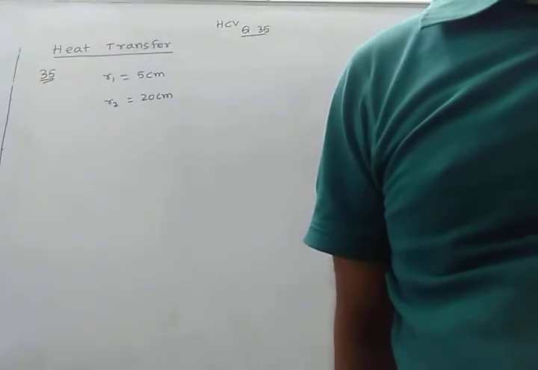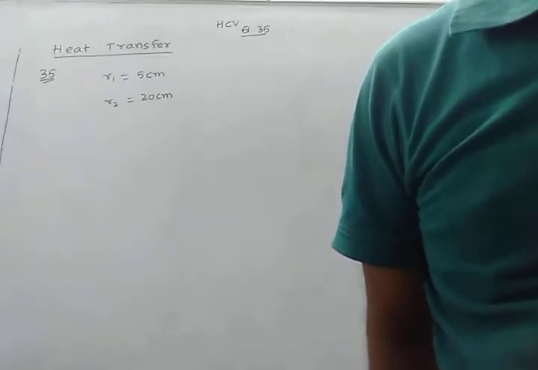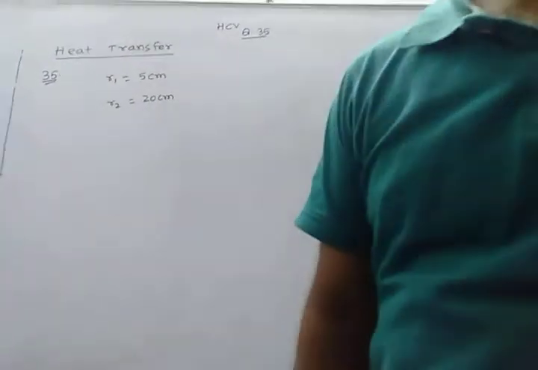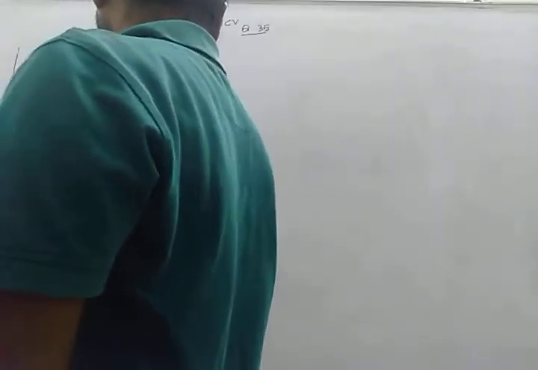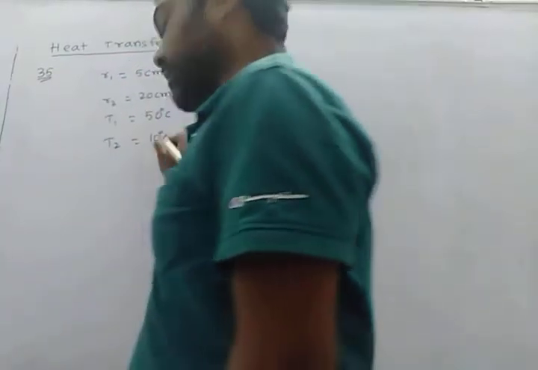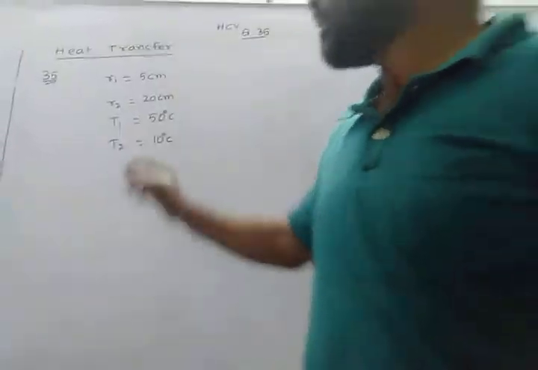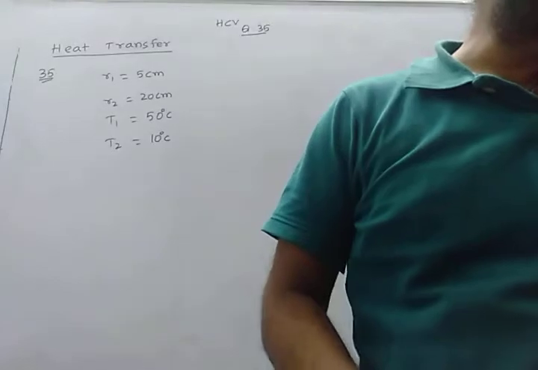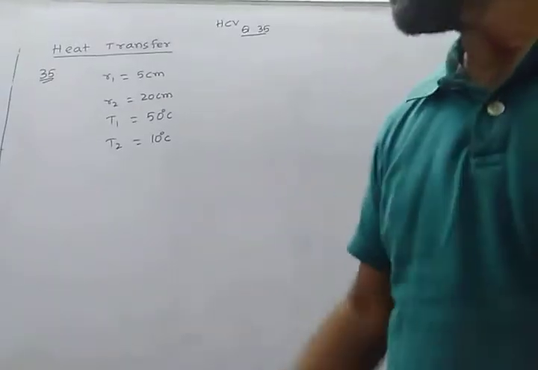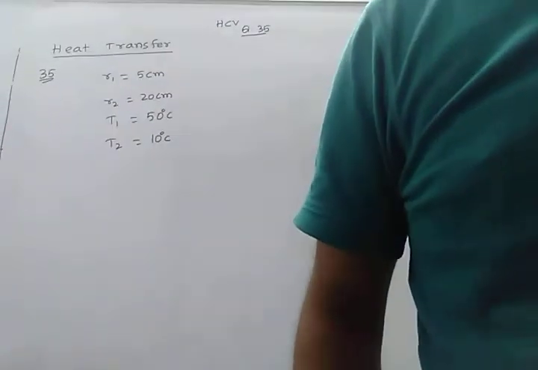The inner and outer spheres are maintained at a temperature. Let us consider the inner sphere. The temperature of the inner sphere is T1, which is 50 degrees Celsius, and the outer temperature is given as 10 degrees Celsius. We can see the outer radius I indicated with R2, so the temperature there is also T2.